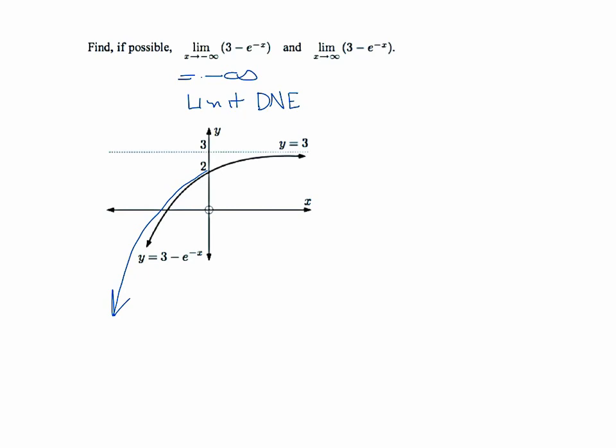What happens as x approaches positive infinity? As x approaches positive infinity, the value of y is approaching 3. So for the second part of the question, it's equal to 3.